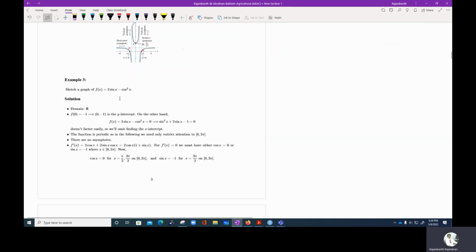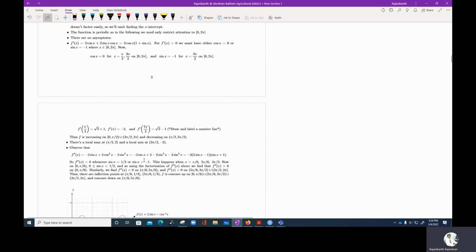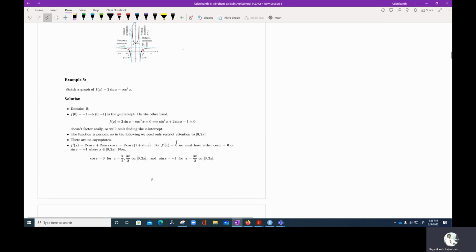Now example 3 is also the same sort of problem. First you find the critical points, then you find the y-intercept, and if you find the y-intercept, that means your graph is going to intersect the y-axis at that point. If you can't find the x-intercept, that's fine.